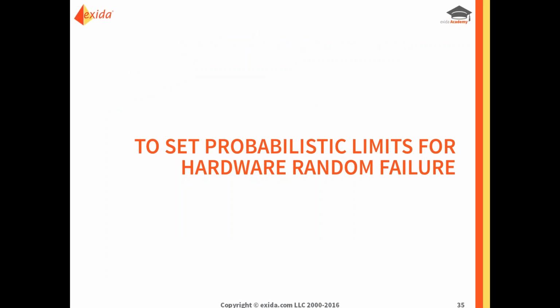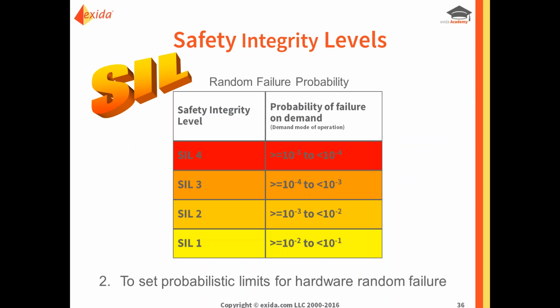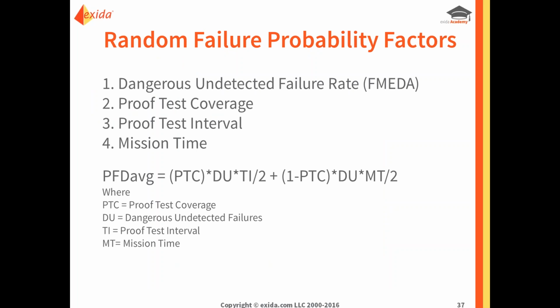The next way is to set probabilistic limits for hardware random failures. And that is through looking at PFD, or probability of failure on demand. And once again, it's an order of magnitude. You can see if you have a SIL 1, it can have a probability of failure of these numbers, or you can go backwards and say, I need a probability of these numbers, so I'll need this SIL level. And here's the PFD.